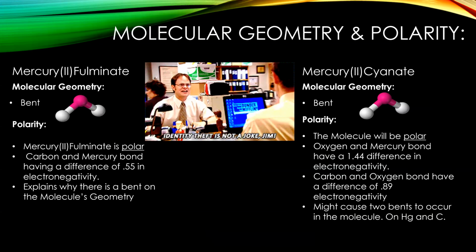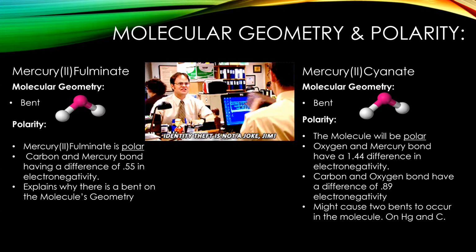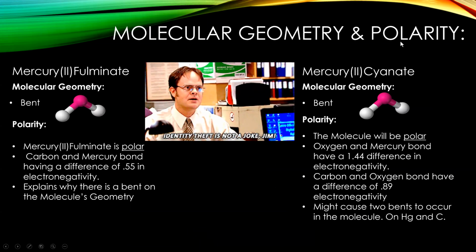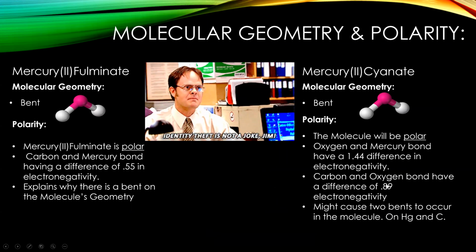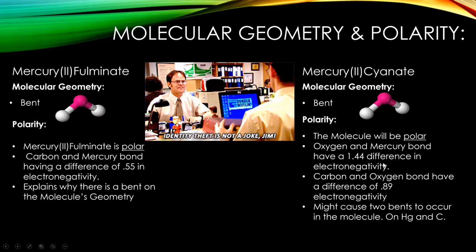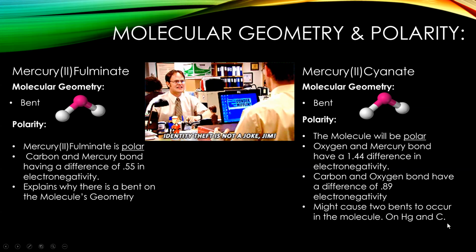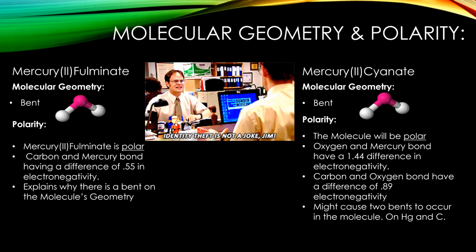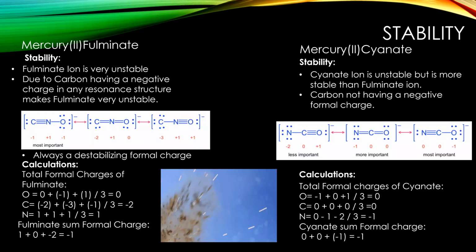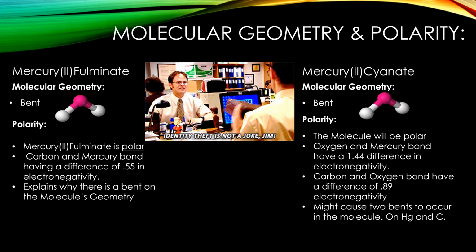Okay, next is molecular geometry and polarity. For molecular geometry, it will be bent for both, but the difference is cyanate might have 2 bends, but we don't know that for sure due to lack of information and research. It's really hard to see, but many say there are 2 bends, others say there aren't. The 2 bends would occur with carbon, so when it's carbon and oxygen, and then oxygen with mercury, as you can see. One bend will occur here, and another bend will occur here in some research.